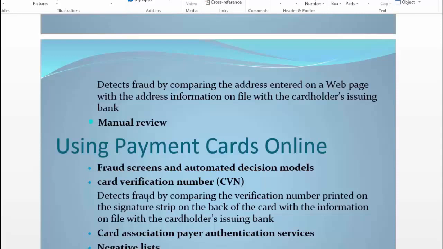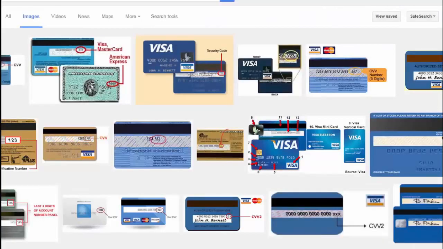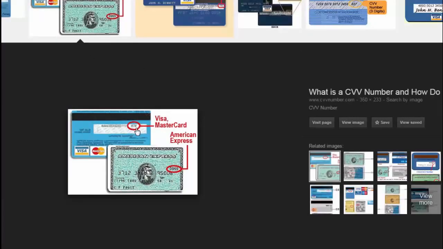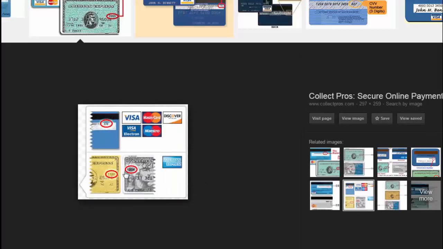Using payment cards online, fraud screens and automated decision models. Card verification number, CVN, detects fraud by comparing the verification number printed on the signature strip on the back of the card with information on file with the cardholder's issuing bank. Let me show you what a CVN looks like. You may also see them called CVV numbers. For the Visa card, you find it right here behind the card. For American Express cards, you find it right here. Different cards have different places where they place their CVN numbers.